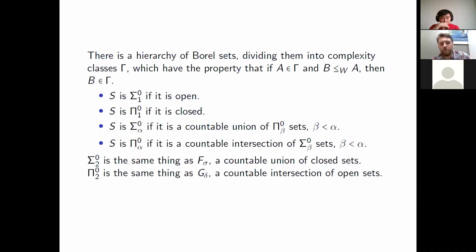So if you're familiar with F sigma and G delta, this will help give you some intuition of what this hierarchy looks like. This is a way of measuring not just whether something is Borel or not Borel, but where it lives in this hierarchy of Borel sets. How long does it take to build it up? Things that are higher up in this hierarchy take longer to build up, so they're somehow more complicated.